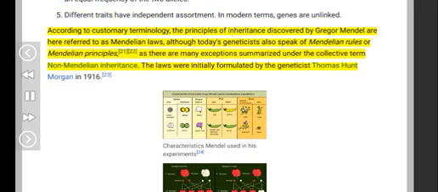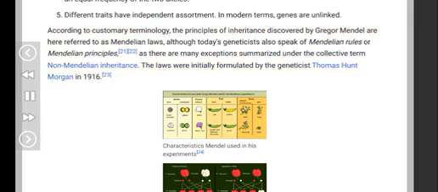According to customary terminology, the principles of inheritance discovered by Gregor Mendel are here referred to as Mendelian laws, although today's geneticists also speak of Mendelian rules or Mendelian principles, as there are many exceptions summarized under the collective term non-Mendelian inheritance. The laws were initially formulated by the geneticist Thomas Hunt Morgan in 1916.